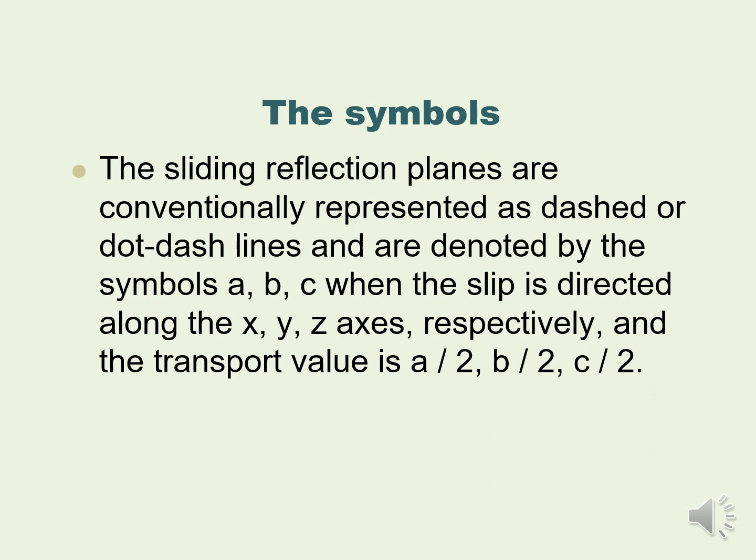The symbols. The sliding reflection planes are conventionally represented as dashed or dotted lines and are denoted by the symbols A, B, C when the gliding is directed along the X, Y, Z axis. I want to repeat this definition, that it is necessary to remember that.